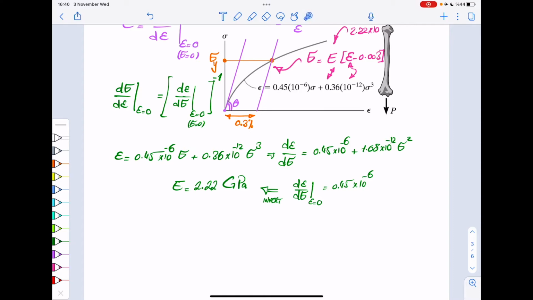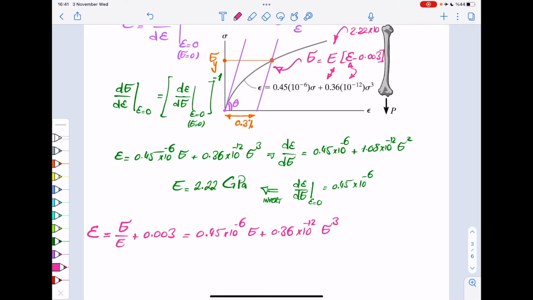So this relation, if you write it in terms of epsilon, or if you take epsilon out, it would be, let's say, sigma divided by E plus 0.003. This is epsilon, right? Now, this should be that cubic polynomial equation, 0.45 10^-6 sigma plus 0.36 10^-12 sigma cubed. All right?